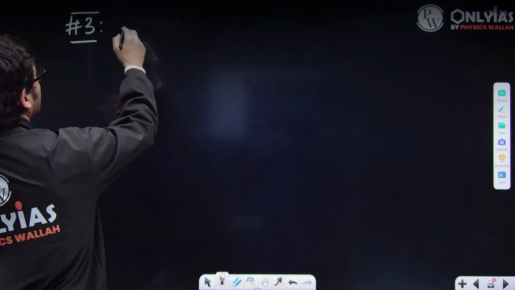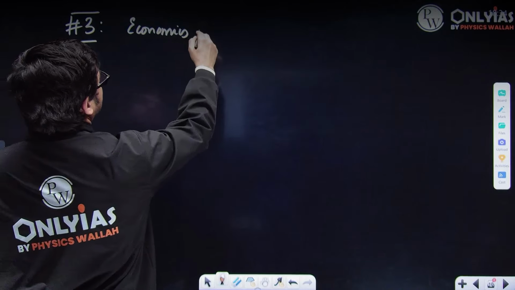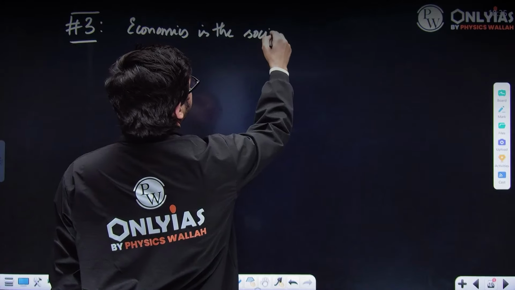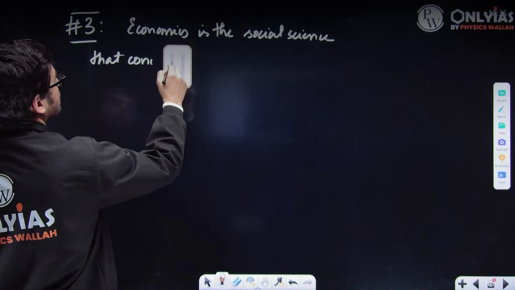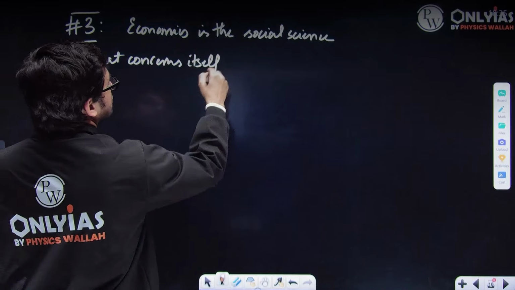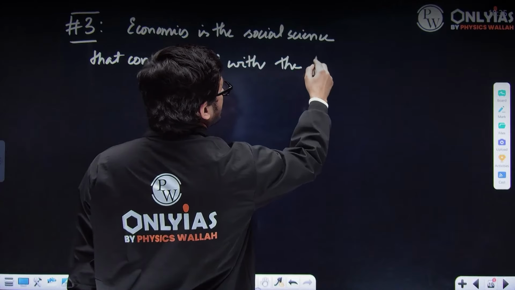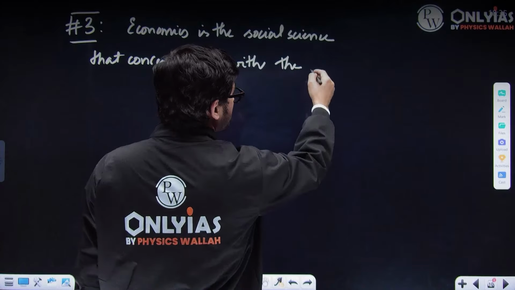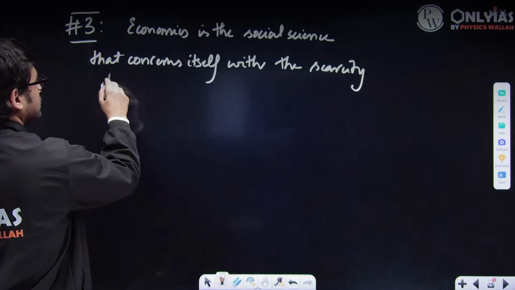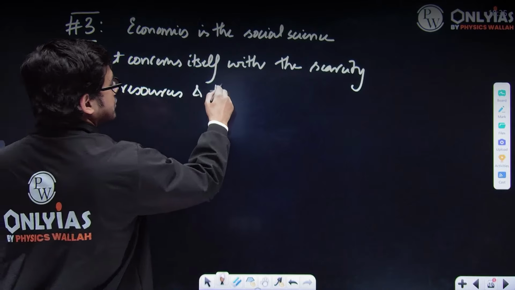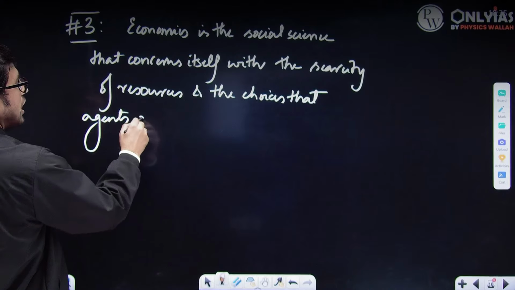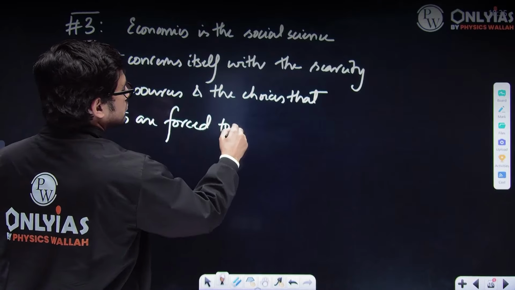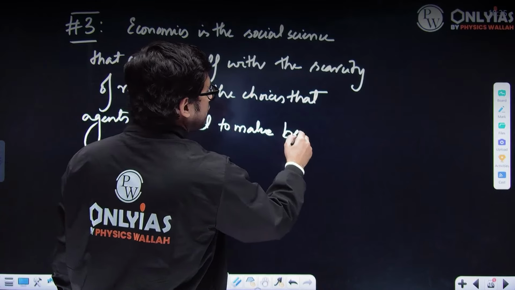How can we define economics in another manner? You can say that economics is the social science that concerns itself with the scarcity of resources and the choices that agents are forced to make because of this scarcity.